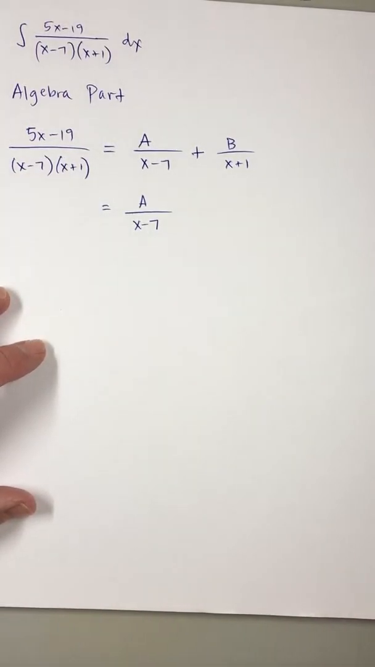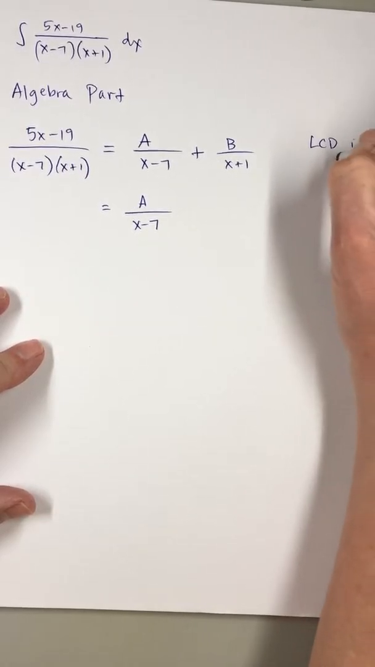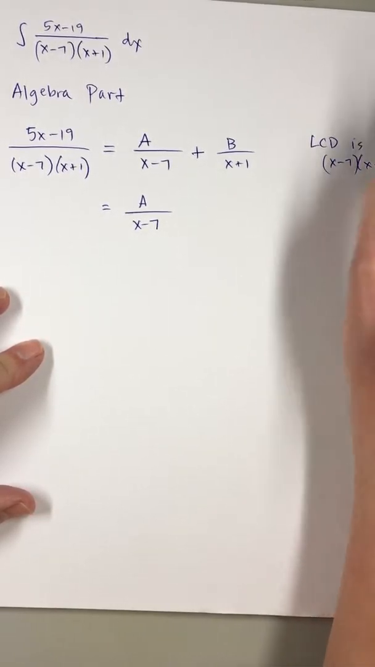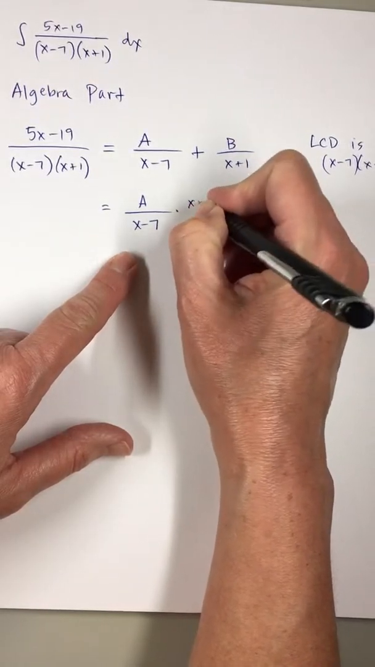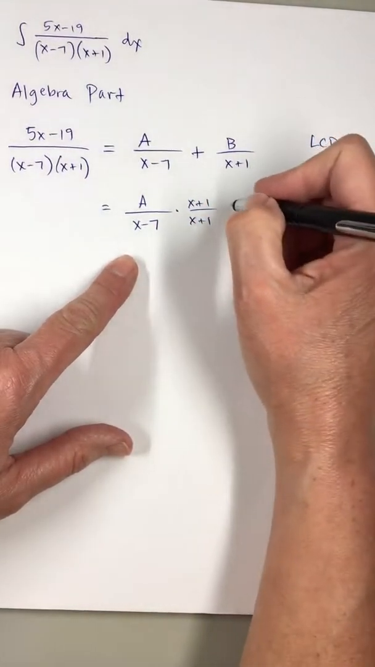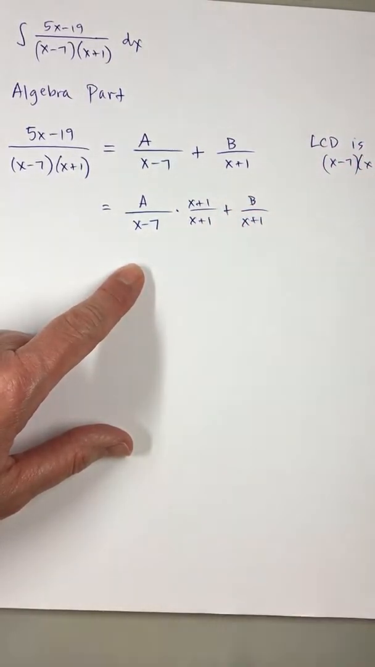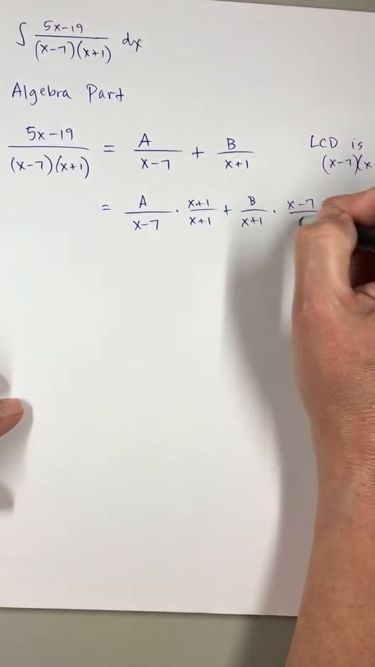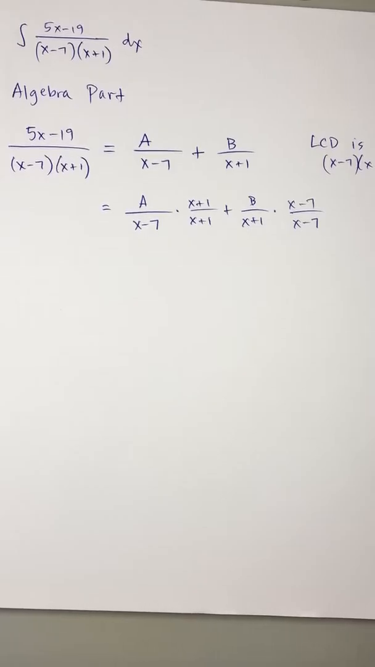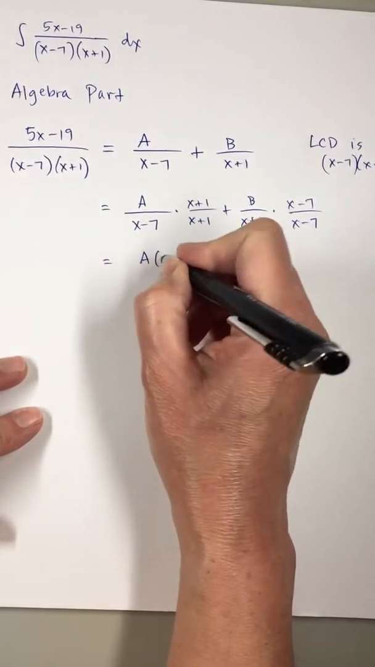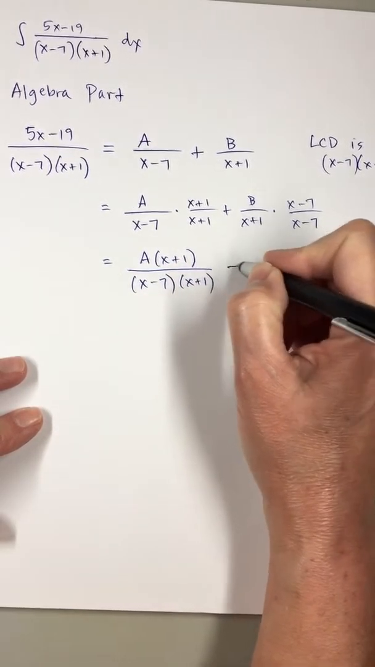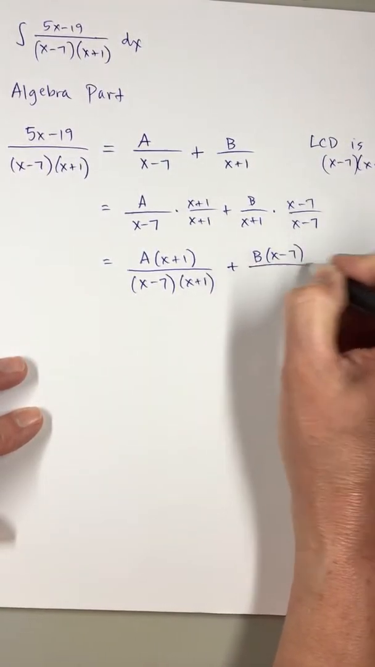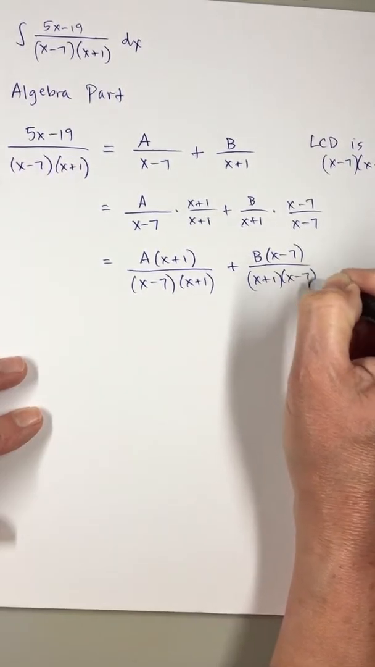By the way, what is the LCD? LCD is x minus 7 times x plus 1. I'm working with just the right side right now. So I'm going to take a over x minus 7 and multiply that by x plus 1 over x plus 1. And then I'll take plus b over x plus 1, and multiply that by x minus 7 over x minus 7. You really just proceed like you're adding two fractions. So I have a times x plus 1 over x minus 7 times x plus 1, plus b times x minus 7 over x plus 1 times x minus 7.